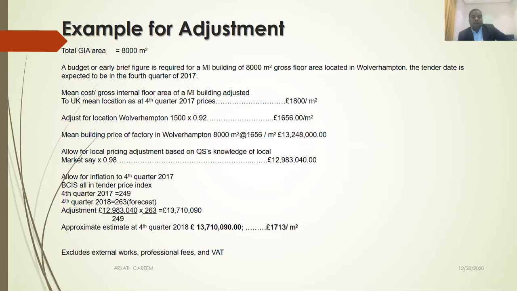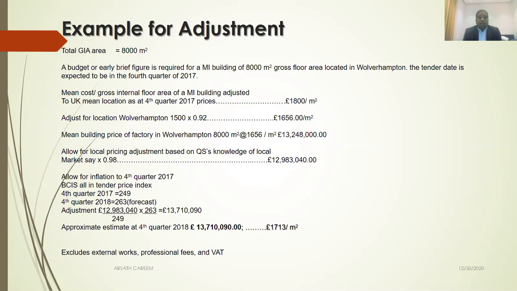So the task as a quantity surveyor for me is to tell how much it will cost to build the same building in another location in another period. The data available: total internal floor area 8,000 meters squared. The tender date is 2017.